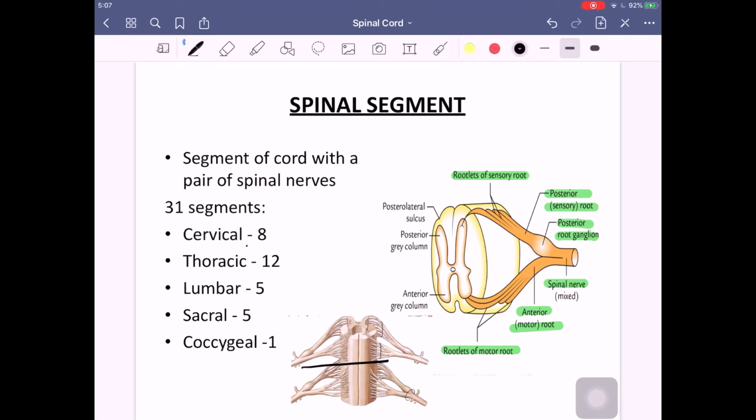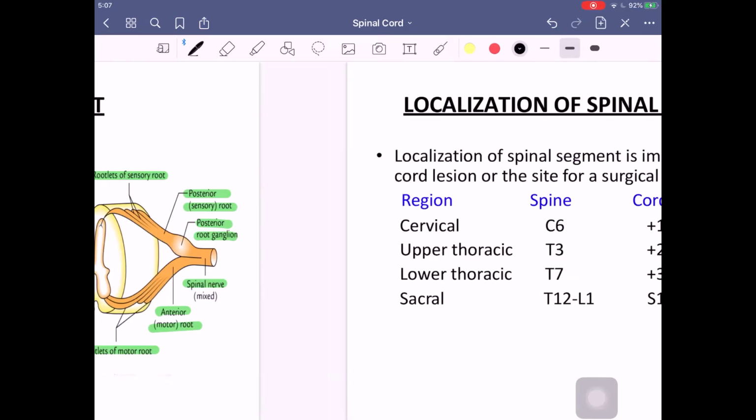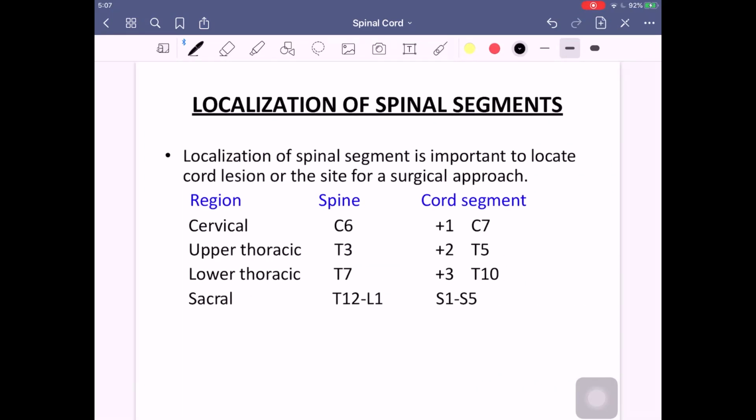This way we have 8 cervical, 12 thoracic, 5 lumbar, 5 sacral and 1 coccygeal. That makes 31. So you have 31 pairs of spinal nerves, and there are 31 spinal segments. Now how do we localize? Localization of the spinal segment means which vertebral level corresponds to which spinal segment. That is what we call localization.